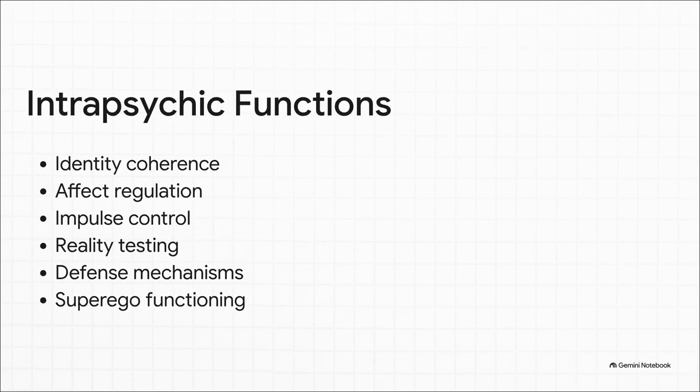Next, we map out the patient's internal architecture through their intrapsychic functions. Is their identity cohesive or fragmented? How do they handle affect regulation and impulse control under stress? We also have to evaluate their reality testing, predominant defense mechanisms, and superego functioning. Is their superego relentlessly punishing, or is it basically absent? These internal mechanisms completely dictate how a patient processes their everyday reality.